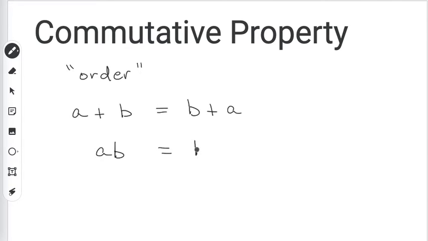So if we multiply two objects, the order doesn't matter. But if we do subtraction or division, the commutative property no longer applies. So if we did A minus B, that wouldn't necessarily be the same thing as B minus A. So the order doesn't matter in addition and multiplication, but when we're doing subtraction or division, the commutative property does not apply.